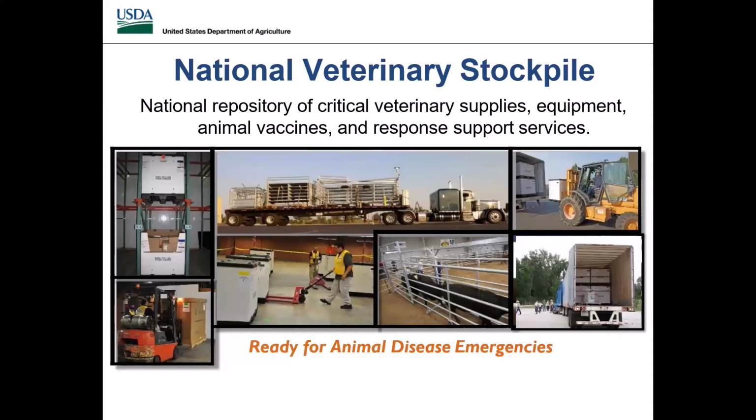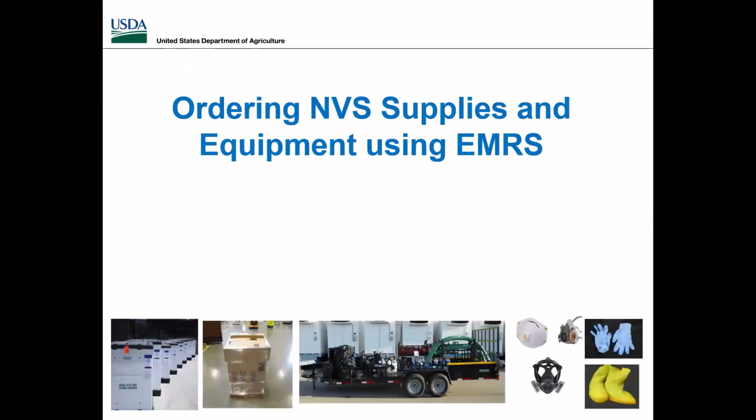So now we'll get into the ordering of NVS supplies and equipment. I just want to emphasize, and it's here in the title, that we use the Emergency Management Response System, known as EMRS. That is the system of record for many things, but it's also what we use with the ordering process, because it not only streamlines the ordering process, but it also serves as a record and a tracking mechanism for the supplies, equipment, and so forth that we deal with.